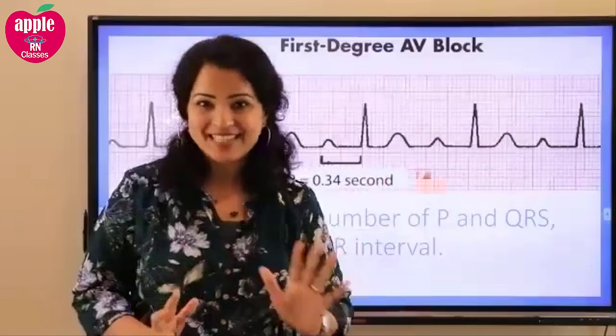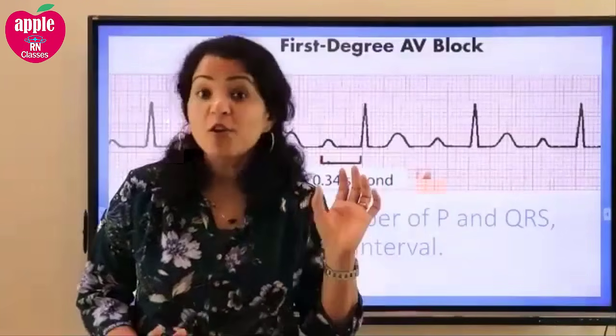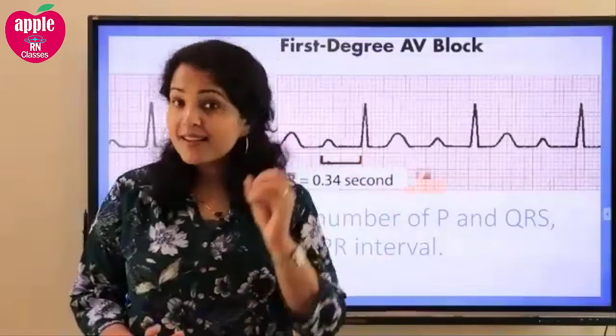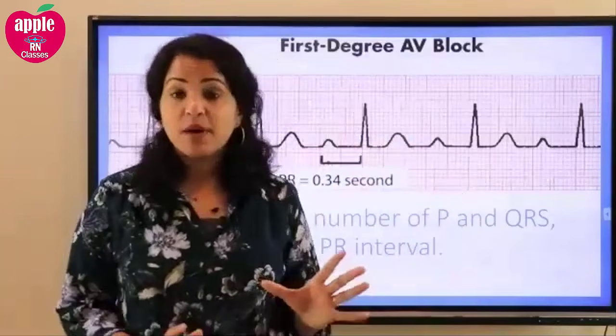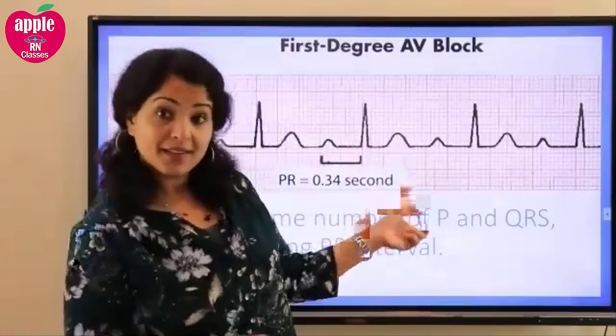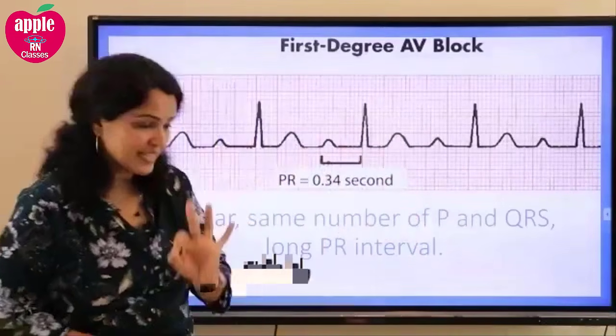So just that much. All right. So remember that it might look like normal. It might look like there is a P and QRS all the time. It might look like there is no problem, but look at the PR interval, right? That's the best thing we can do.